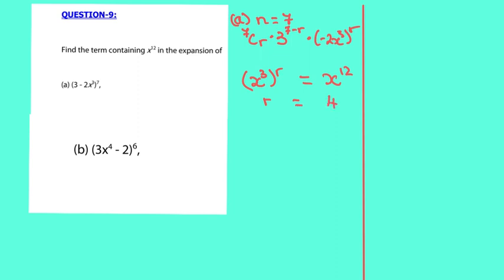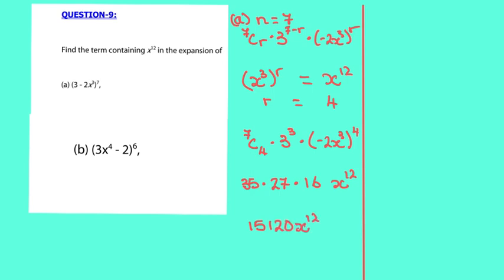Substituting r equals 4 gives 7 choose 4, 3 to the power of 7 minus 4 is 3, (minus 2x³) to the power of 4. 7 choose 4 is equal to 35. 3 cubed is equal to 27. Minus 2 to the power of 4 is 16. x to the power of 12. Multiplied out gives 15,120x to the power of 12.